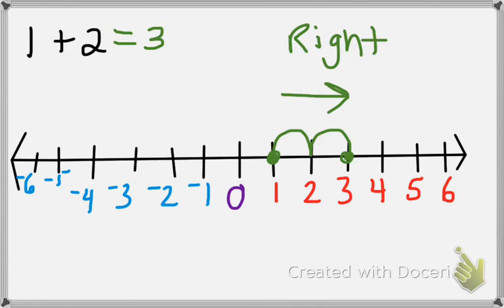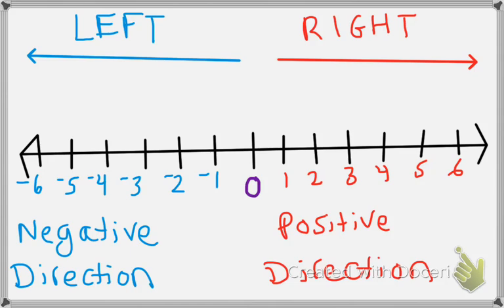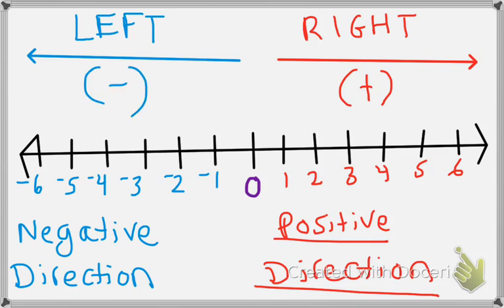Now, I wonder if I gave you 4 minus 2. Well, if you're at 4 and we're subtracting 2, 1, 2, we get 2. So in what direction did you go when you were subtracting? You were going to the left. So just to recap, when you add any numbers, you go to the right, towards the positive direction. When you subtract, you go to the left, towards the negative direction.